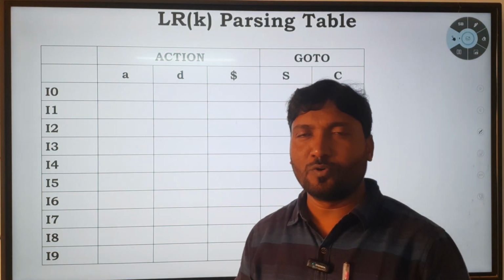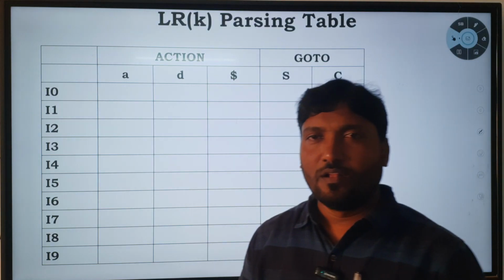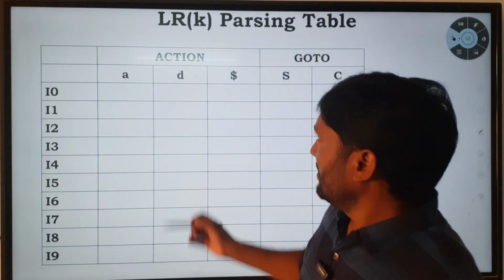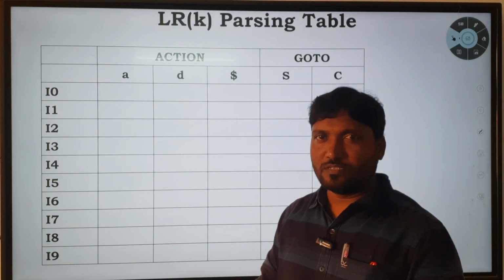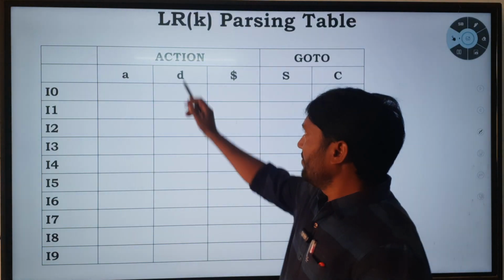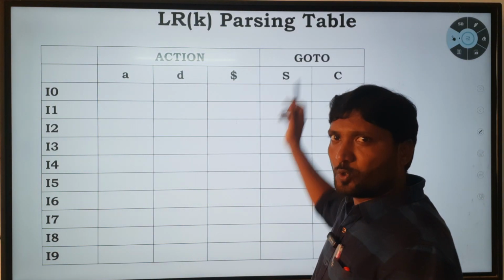In this video, we are going to construct the LR(K) parser. This is called the LR(K) parser table. This table can be divided into two parts: one is the action table, and the second one is the goto table.